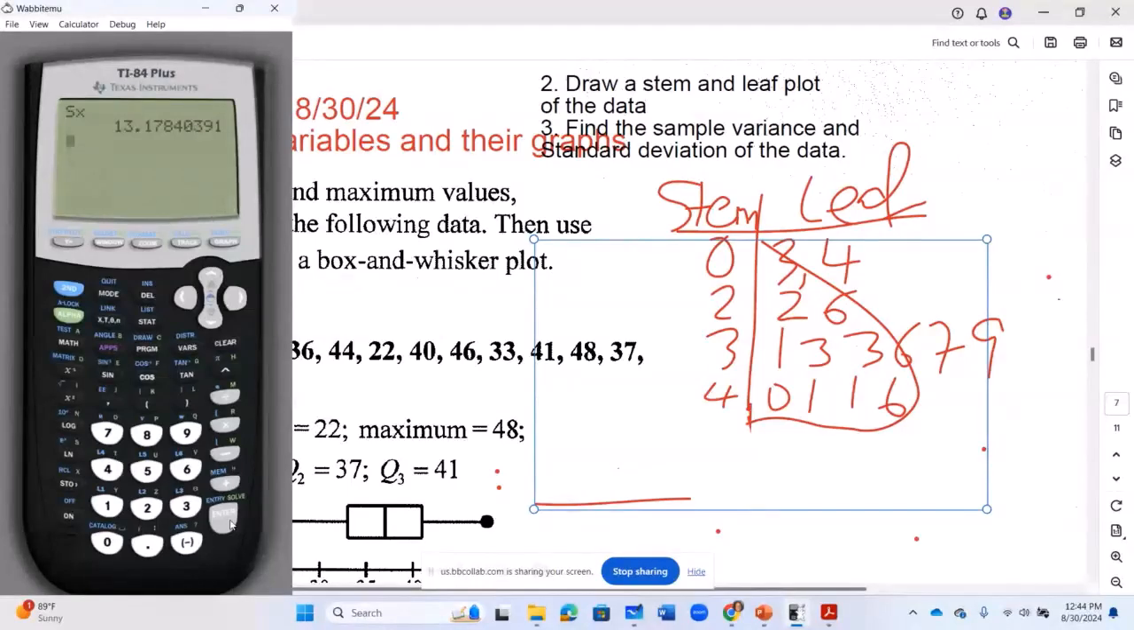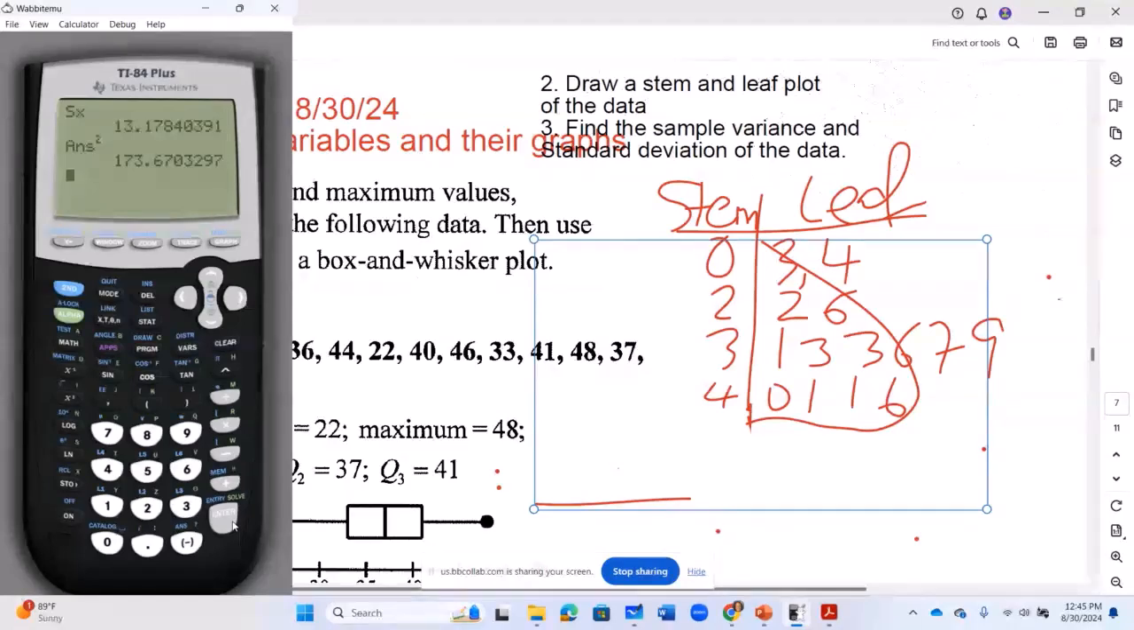All right, so I used VARS Statistics to find the sample statistics I just did. Now I'm going to find the variance. All I have to do is square the sample standard deviation, and when I square it, I get the variance. So the sample variance is approximately 174. The sample standard deviation is approximately 13.